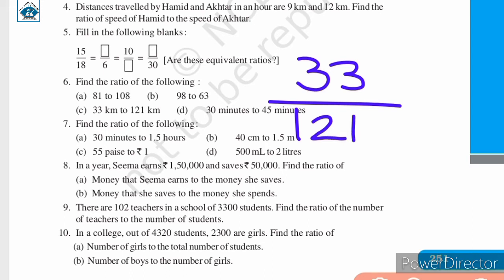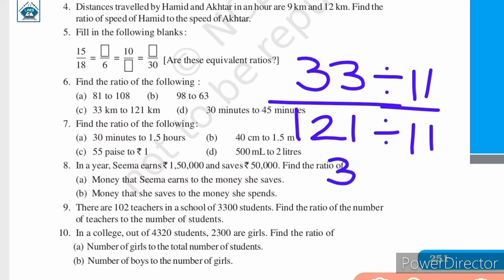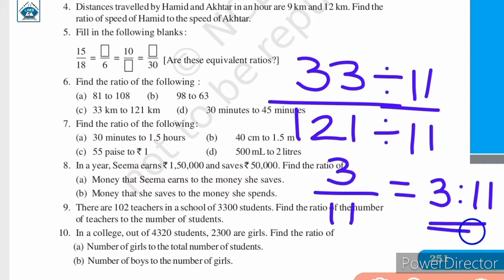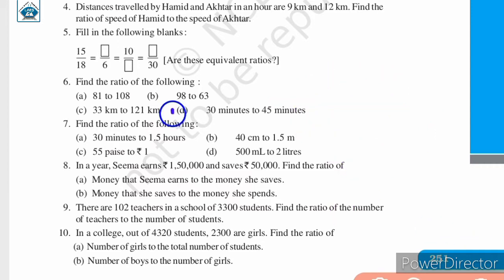Now once again, for converting it into the simplest form, we will divide them with their highest common factor, that is 11. 33 divided by 11 is 3 and 121 divided by 11 is 11 itself. So the required ratio is 3:11.